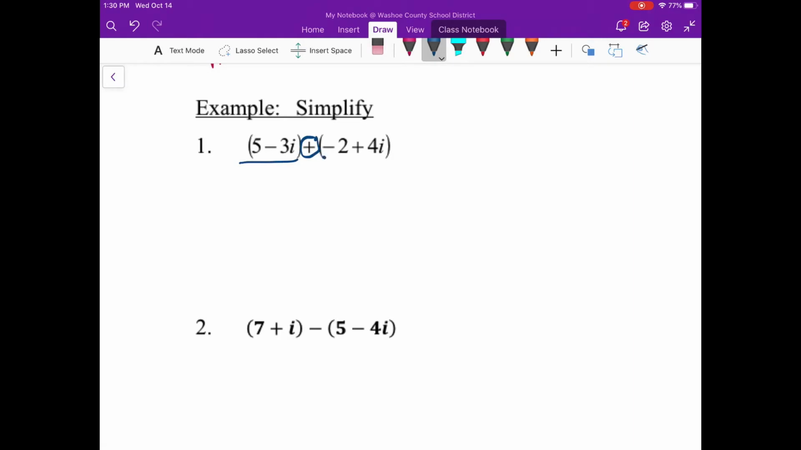First, we have 2 terms being added together. Technically, what you are doing here is you are distributing an invisible 1 that's in front of the parentheses. Once you distribute that 1, the parentheses disappear. So 1 times 5 is 5, minus 1 times 3i is just 3i. I'm going to keep the plus the same. I'm just combining those like terms. And then here, technically, again, you are distributing that positive 1. So that leaves you with a minus 2 plus 4i.